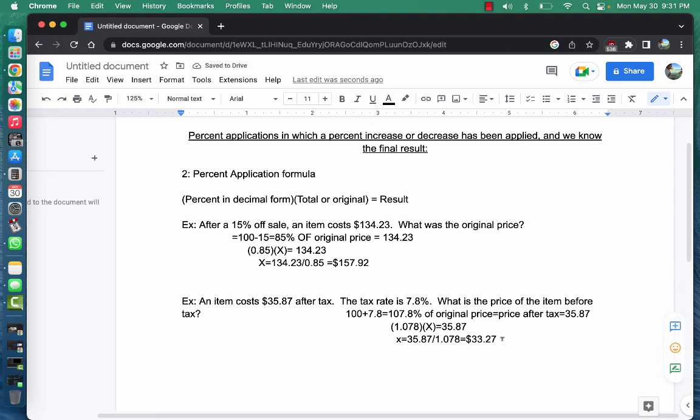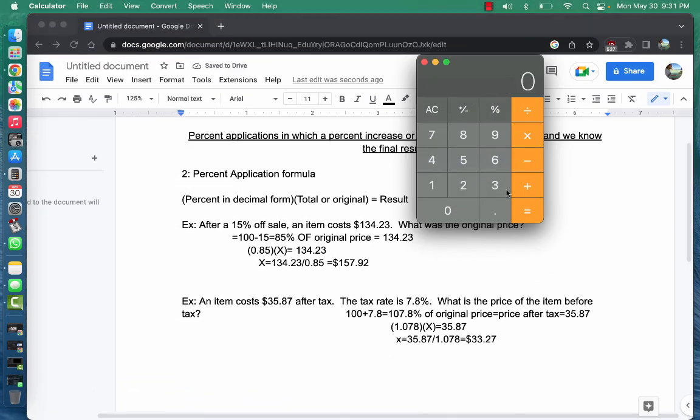And I could actually check that by doing 33.27 times 0.078. That would be the tax, which would be $2.60. So $2.60 plus 33.27 gives me the price of $35.87.